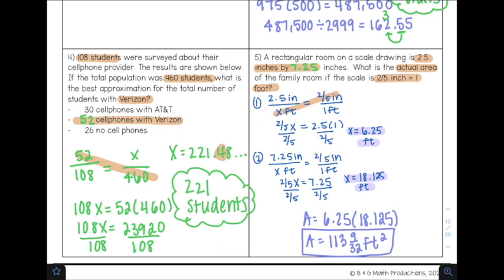So this was a lot of information. We covered 2 different concepts in a real world situation. We have sample population, something like number 4, and then we have scale factor, something like number 5. Number 5 is a multi-step real world example of proportional applications.